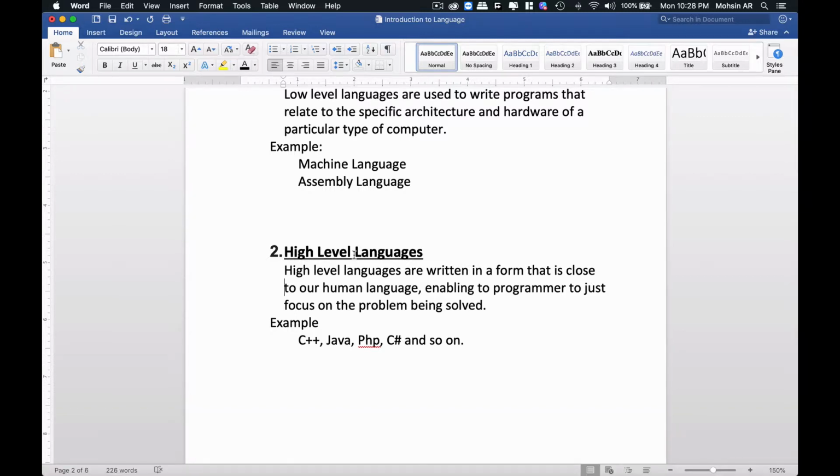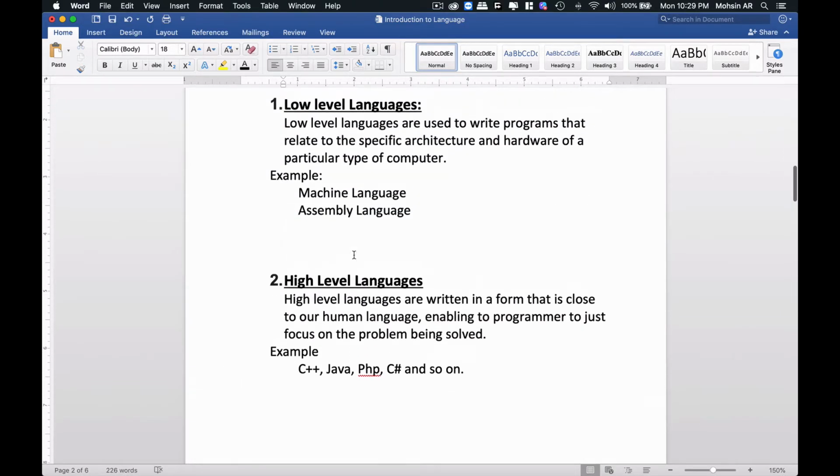And they are also in C++ language, C language, C sharp, PHP, and so on. So they are called high level languages, in which the programmer can understand easily and just focus on their problem solving, what they want, and it is easy to understand. Okay, those high level languages are easy to understand.